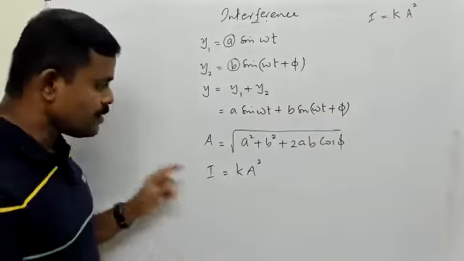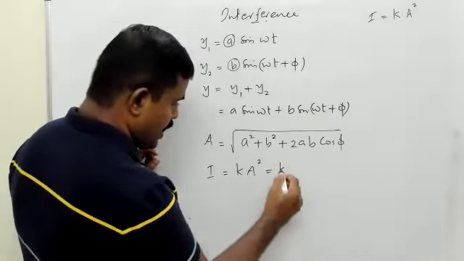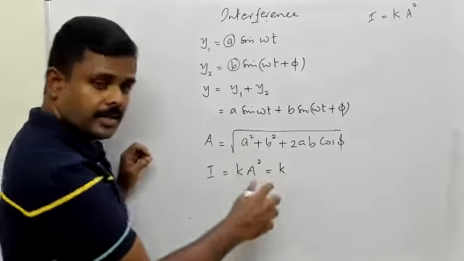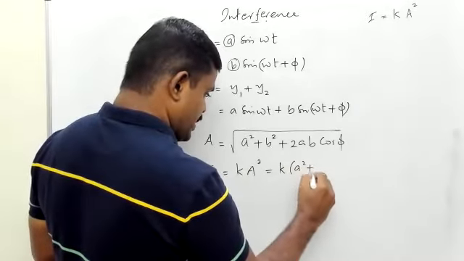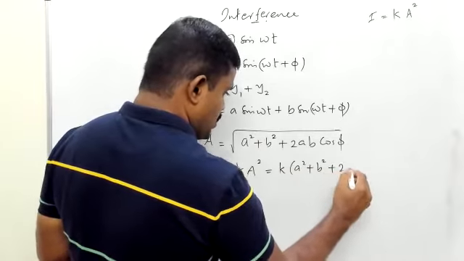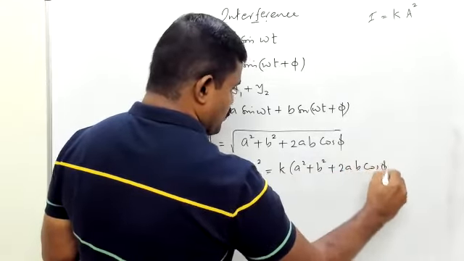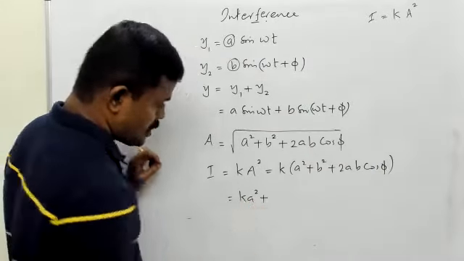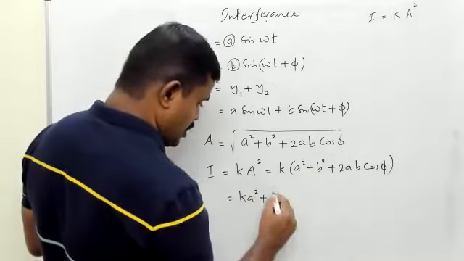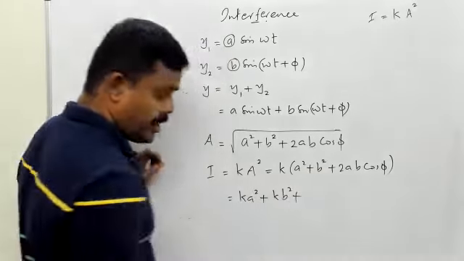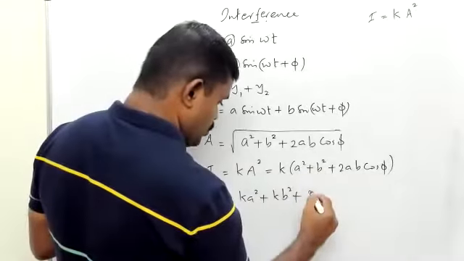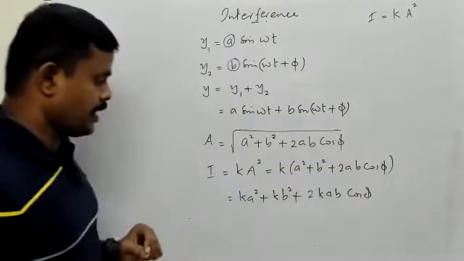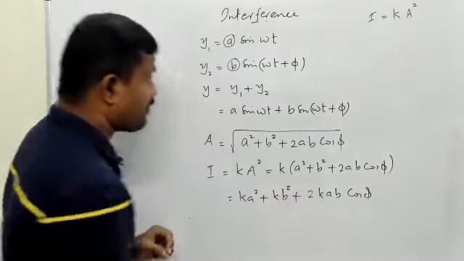Okay. So K a square. So let us put this K into, what is A square? The square of this, right? I can put this in a bracket, A square plus B square plus 2AB cos phi. One last step, I'm going to expand this. K into A square, KA square, plus K into B square, KB square, plus K into 2AB, 2KAB cos phi. I repeat this one more time. Look at this. What have I done now?